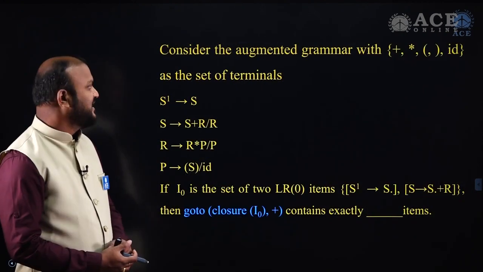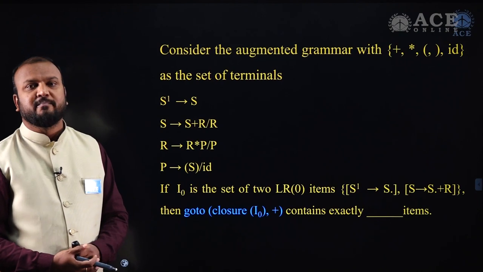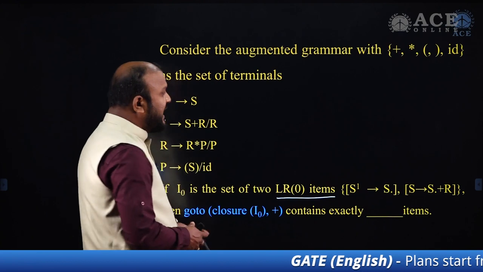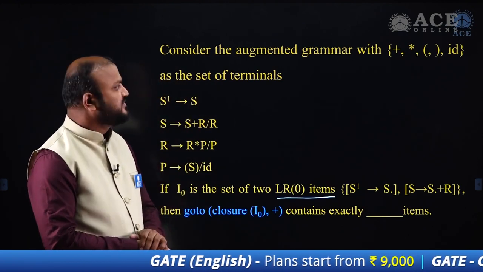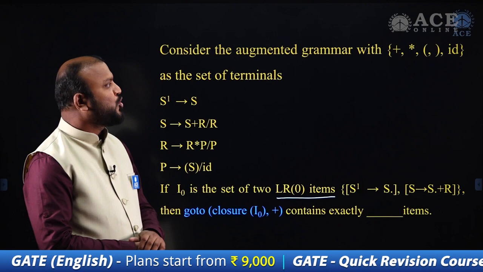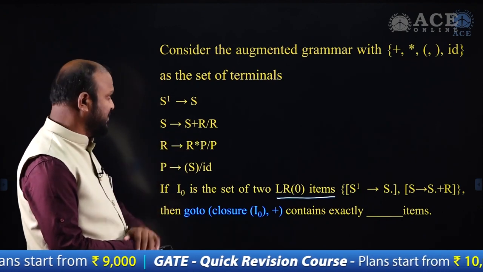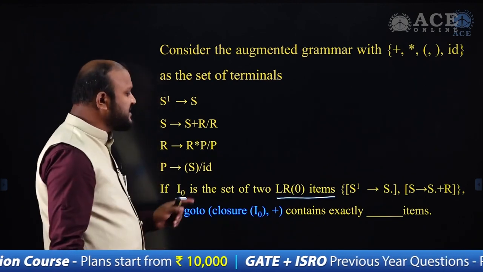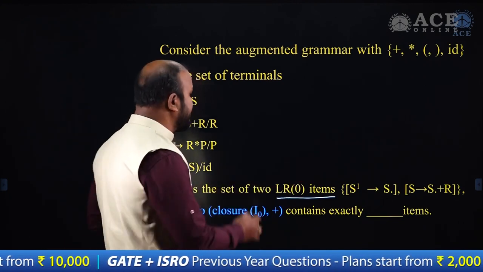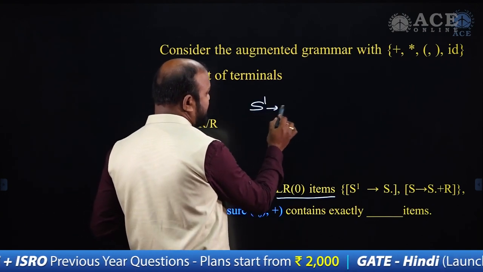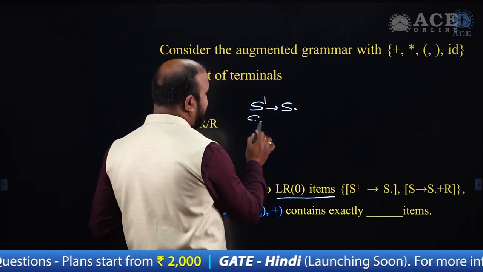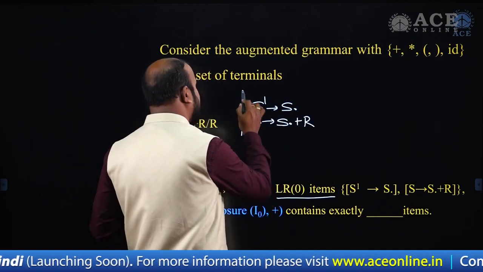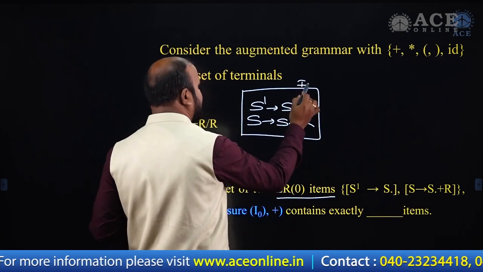Here is a question asked based on the parsing techniques, that is, based on the LR(0) items. Have a look at the question. Consider the grammar with +, *, (, ), and id as the terminals, and this is the grammar given. And given I0 is a set of two LR(0) items. What are the LR(0) items? S' → S· and S → S·+R. This is I0. It is given.